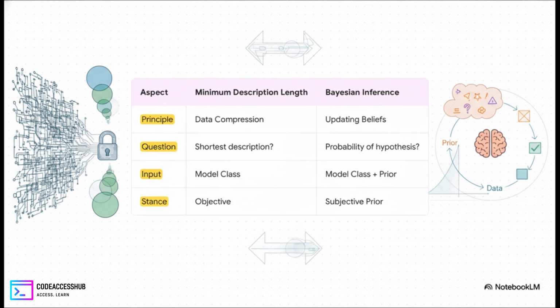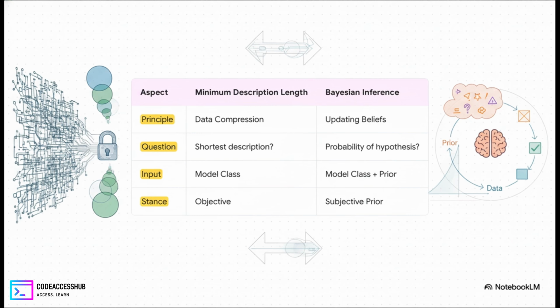All right, let's just lay it out side by side. The guiding principle of MDL is data compression. It's Occam's razor in a formula. The guiding principle of Bayesian inference is updating your beliefs using Bayes' rule. MDL asks, what's the shortest possible description of this data? Bayesians ask, what's the probability of my hypothesis now that I've seen the data?